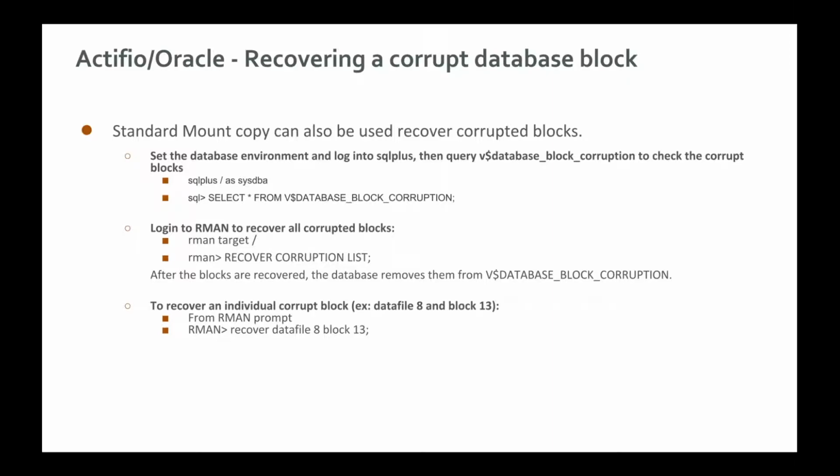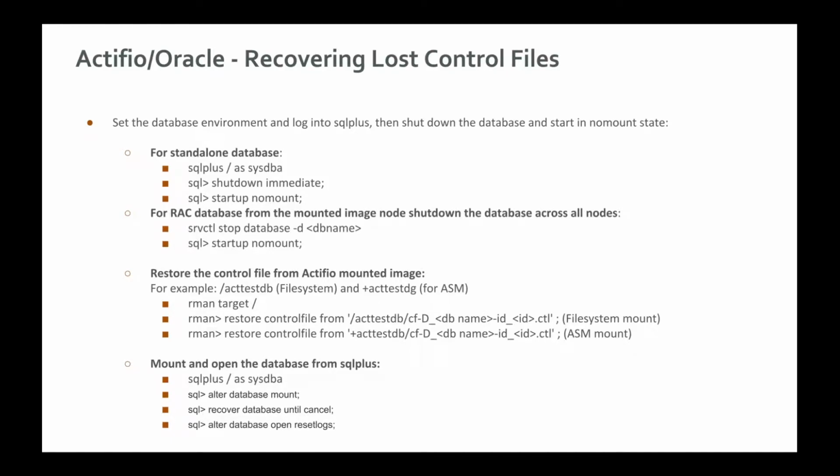In a similar way, you use this standard mount. And lastly, using this standard mount image, which you have created using the ActiveView image, you can recover your lost control files. I think here are the steps. If you have a standalone database or a RAC database, how to restore your control file from the backup image, and how to recover until cancel and open the database with resetlogs.